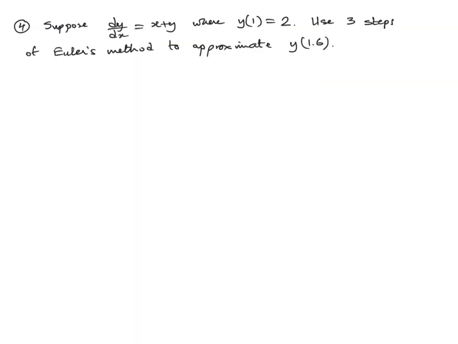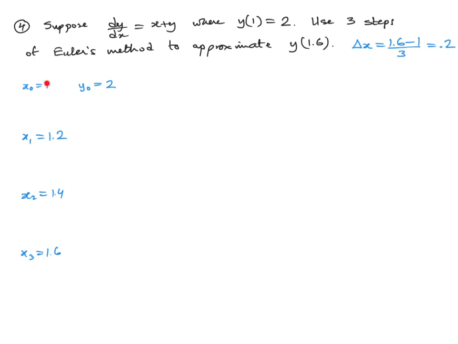All right, here's another one. Suppose dy dx equals x plus y, with y of 1 equals 2. Use 3 steps of Euler's method to approximate y of 1.6. So the first thing I notice is that we're doing 3 steps of Euler's method to get from x equals 1 to x equals 1.6. So 1.6 minus 1 divided by 3 means the step size has to be 0.2. So delta x is going to be 0.2.